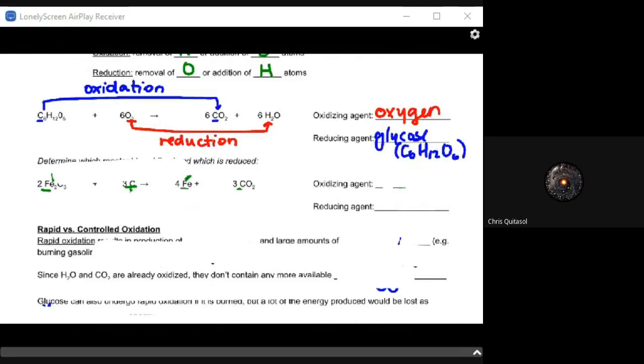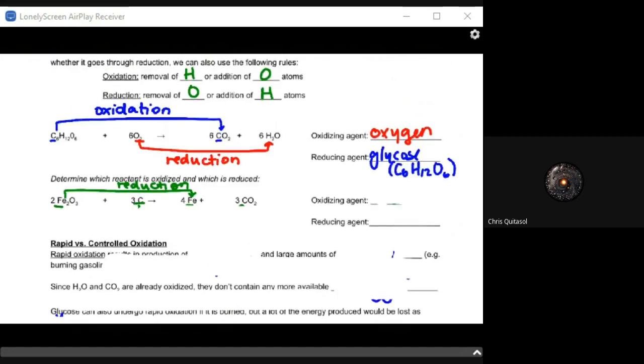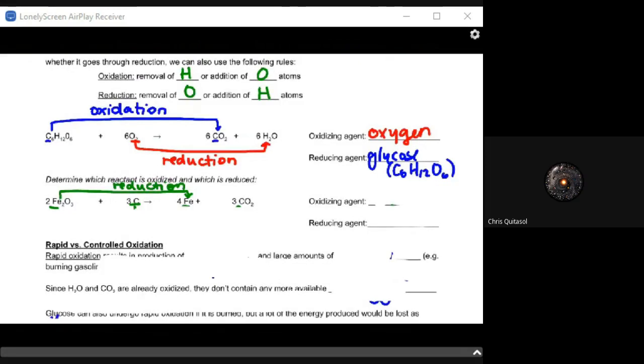We're going to have to try to determine which of these is oxidized and which of these is reduced. The key thing you have to realize here is if that iron is losing oxygen, it's going to be seen as a reduction. This carbon here is gaining oxygen, therefore we say it to be an oxidation.